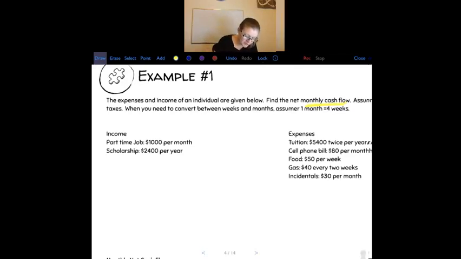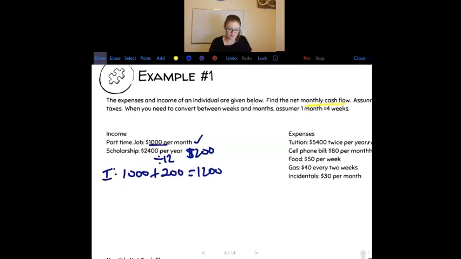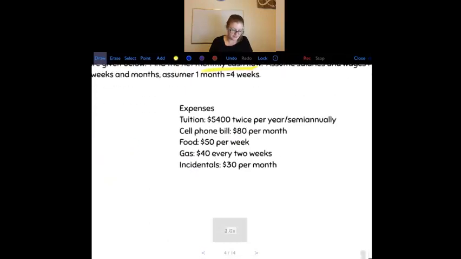Okay, so we'll start with income, $1,000 per month. This one's good. $2,400 per year. If we're going to estimate that as a monthly amount, we would divide by 12 to get 200. So for this individual, their income is 1,000 plus 200, which is 1,200.